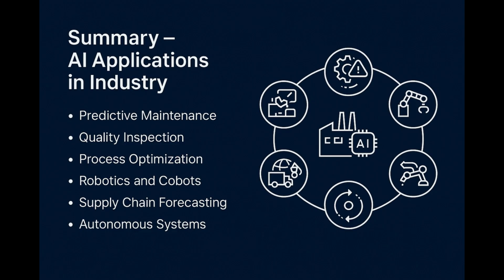We also saw how robotics and cobots become more intelligent and adaptable, with AI able to collaborate safely with humans and handle variability on the fly. And finally, supply chain forecasting, where AI brings clarity and foresight to procurement, logistics, and planning. These are just a few examples. The real power of AI lies in its versatility, its ability to bring value across multiple layers of industrial operations. Now, let's take this understanding a step further by looking at real-world case studies across different industries.